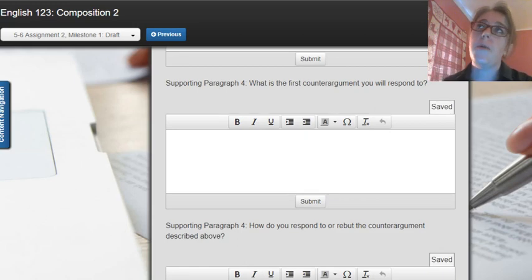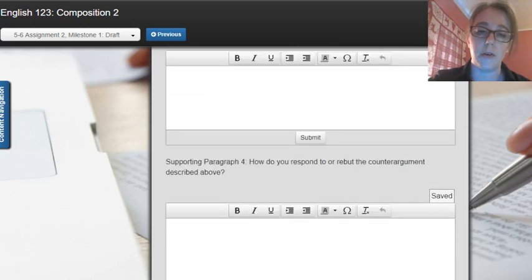And then remember, a big part of this paper is proving our point, but also acknowledging the other side, that counter argument. So supporting paragraph 4, which will actually be our fifth paragraph when we count our introduction: what is that counter argument you're going to respond to? In my paper, I'm talking about how using text lingo in academic writing is a negative thing for students to be doing. So maybe the counter argument would be that there is some value in allowing students to communicate their way. So think about that counter argument, and this is where you're going to write your paragraph for it. So what is that first counter argument you're going to respond to?